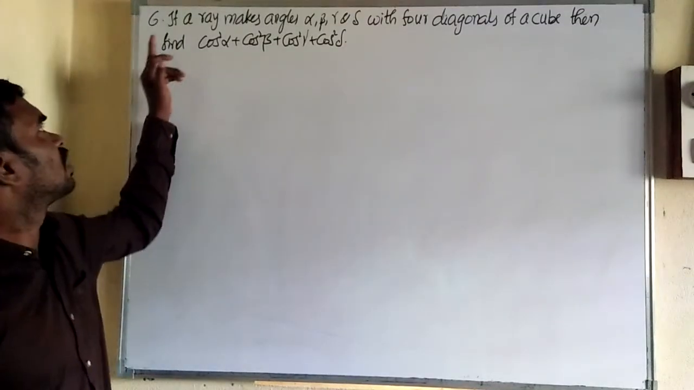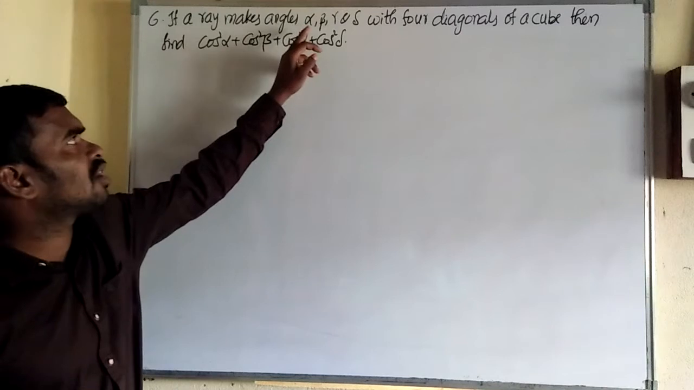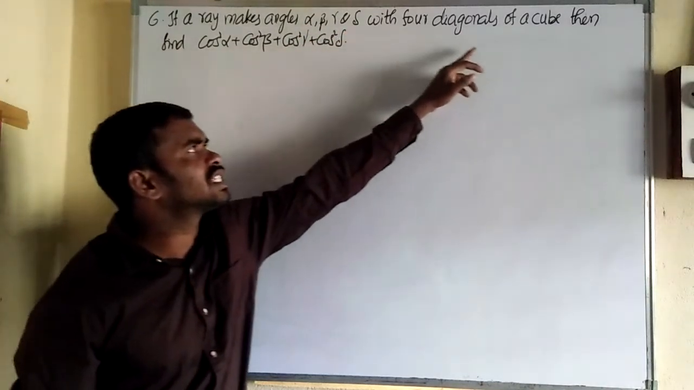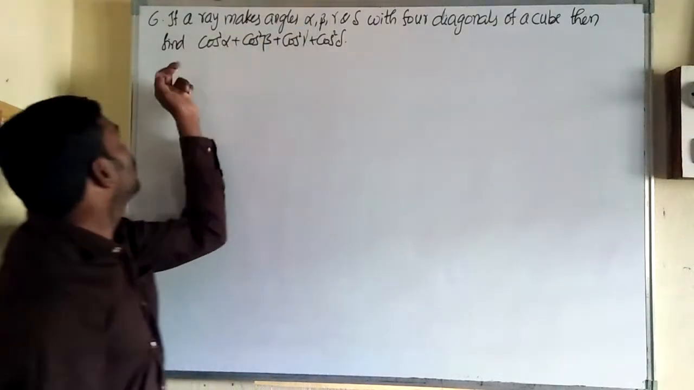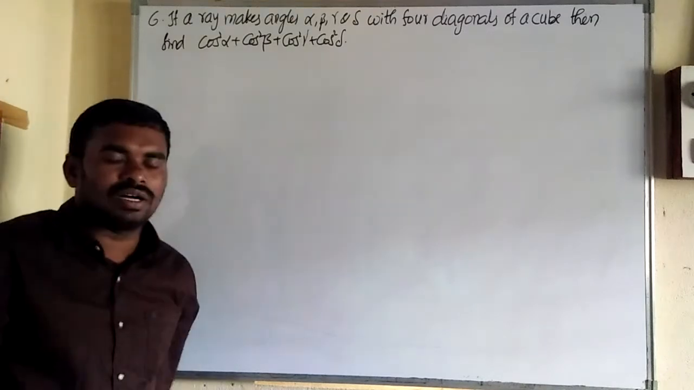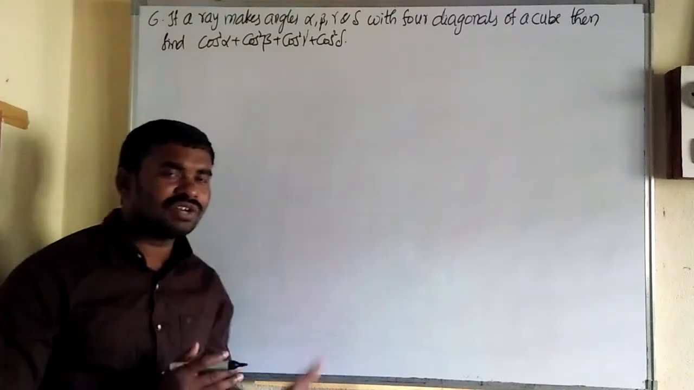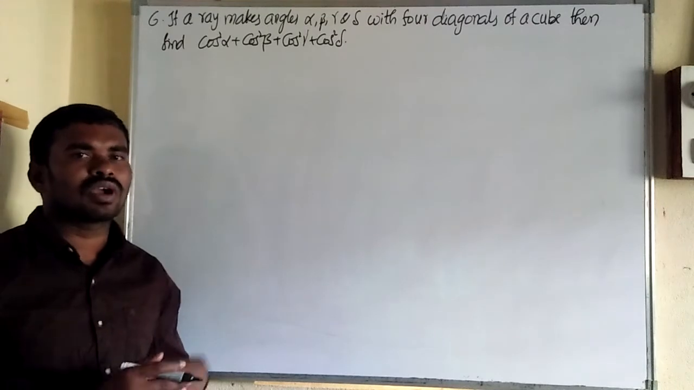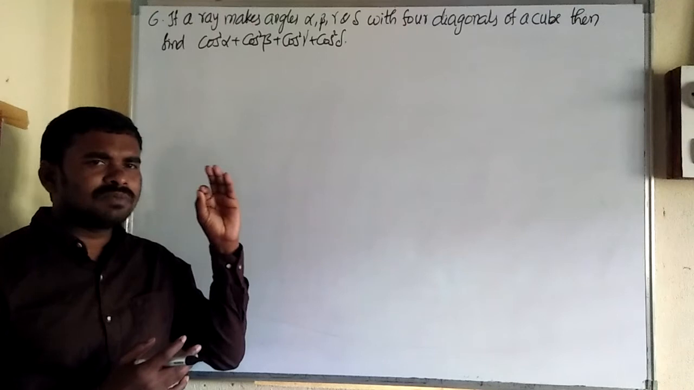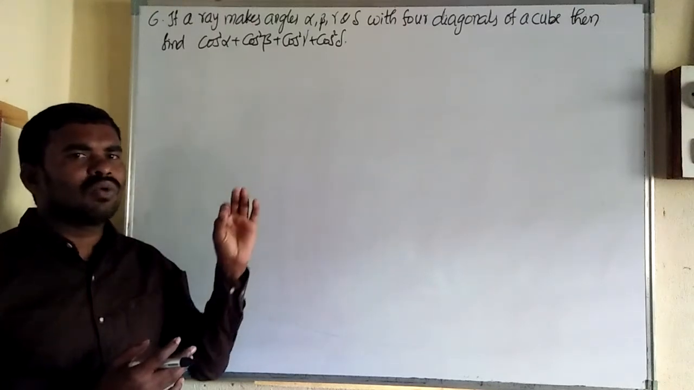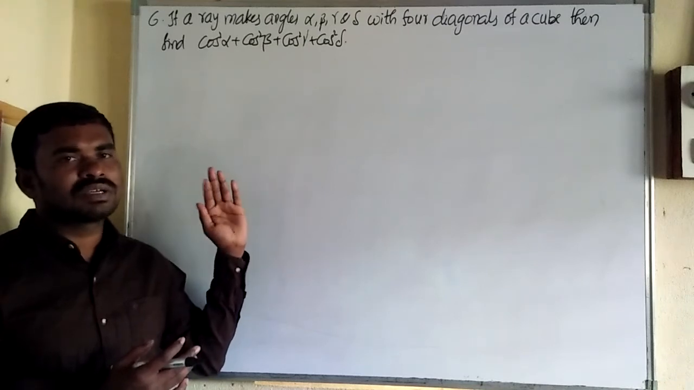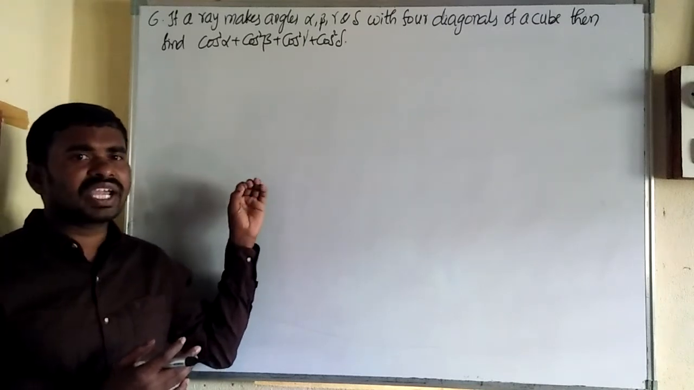Next problem, 6th one. If a ray makes angles alpha, beta, gamma and delta with the 4 diagonals of a cube, then find cos square alpha plus cos square beta plus cos square gamma plus cos square delta. Okay. The same question is in Maths 1A. Product of vectors also is there. So there also same procedure, same to same question. There we proved by using vector method, means applying i, j, k terms.